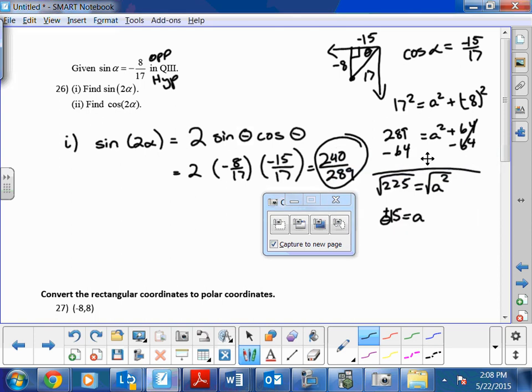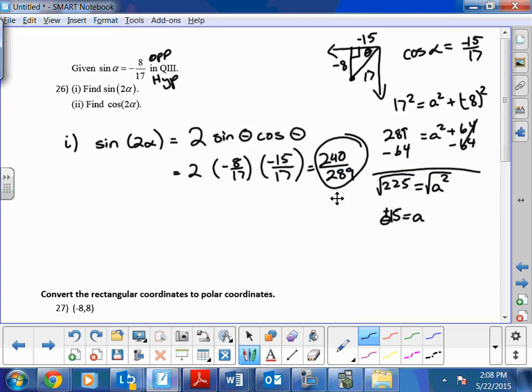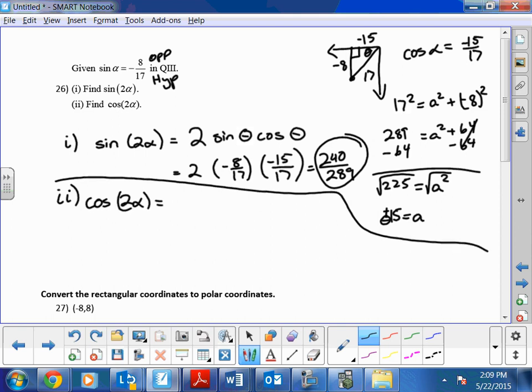Let's continue. Now let's do the other one, which is going to be cosine 2 theta. Nice thing is I have the triangle ready, so this will flow a little faster. This asks for the cosine of the double angle, and it also has its formula. Actually, this one has more than one formula. I'll use this one, cosine squared theta minus sine squared theta.